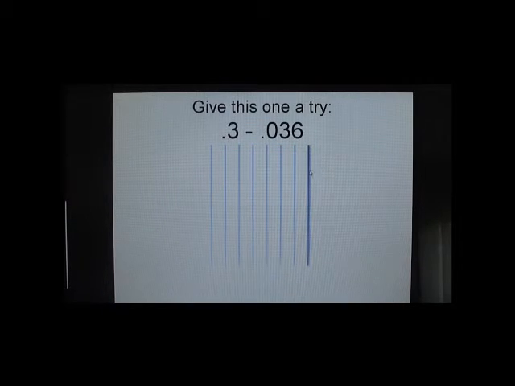Why don't we try this one? Set it up on your paper, and if you want to pause and come back and join us, we'll give you the explanation.